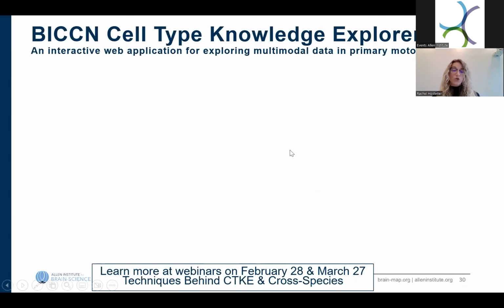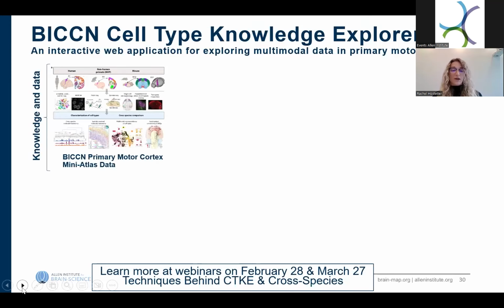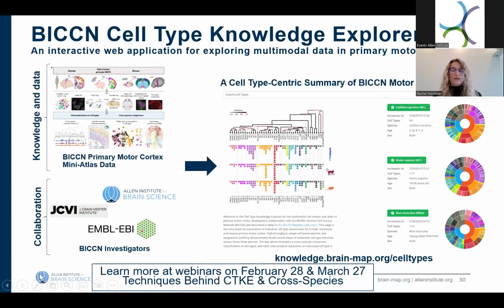And because 200 terabytes of data was generated through this project, the Cell Type Knowledge Explorer was created, which is an online tool to help you explore this data and search through it more easily and to make it more accessible. And so the Cell Type Knowledge Explorer is an interactive web application for looking at this multimodal data from the primary motor cortex. And we'll be focusing more on the Cell Type Knowledge Explorer in 2 of our later webinars, specifically on February 28th and March 27th.